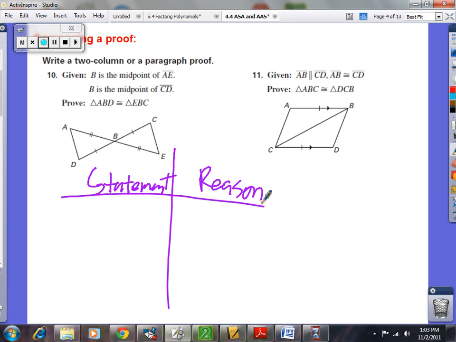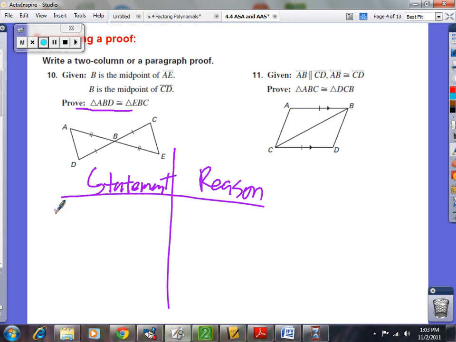Here we go. Your objective is this. Prove that these two triangles are congruent. So you're going to have to give me step by step by step. So I need 3 things. Side, side, side. I need an angle. I need something. So what do they give me? What do I got?